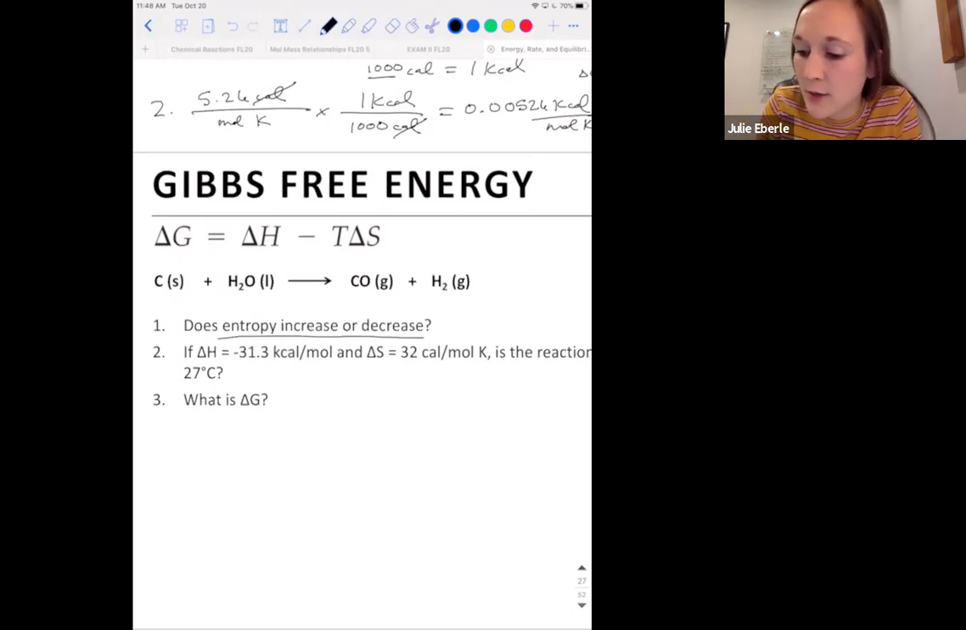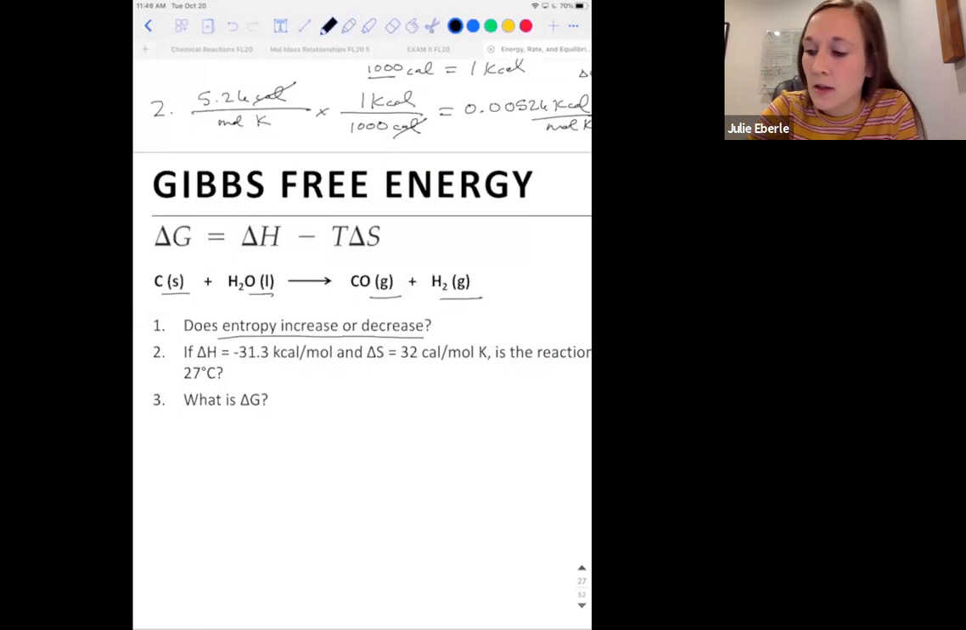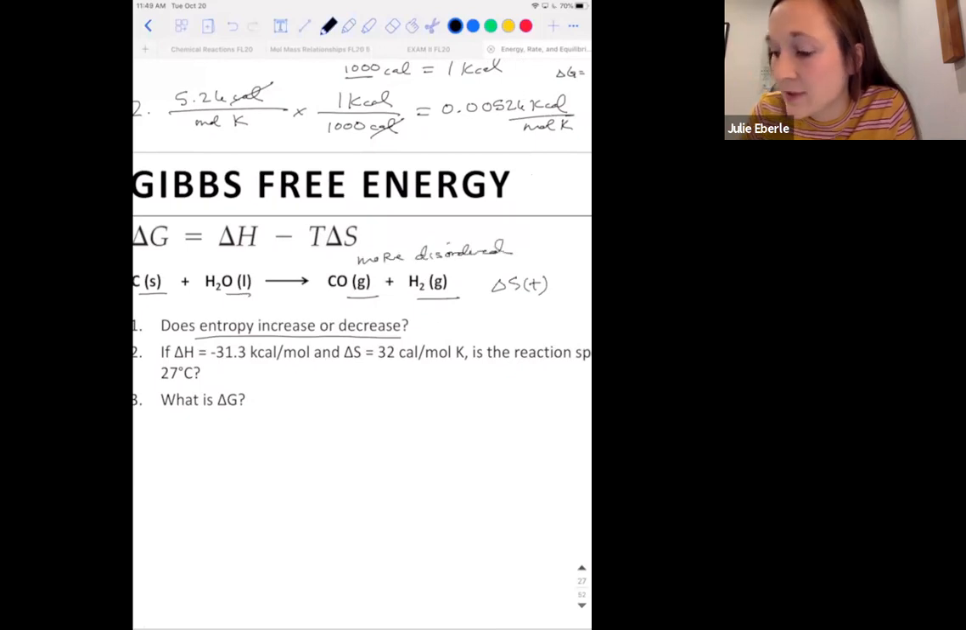All right, so here's what I noticed. We have a solid and a liquid, and we're making things that are only gases. And we said gases are inherently more disordered. And also, it looks balanced, so we don't have to add any coefficients. So here, delta S is positive. Our disorder is increasing, this is more disordered. And if disorder is increasing, delta S is positive.